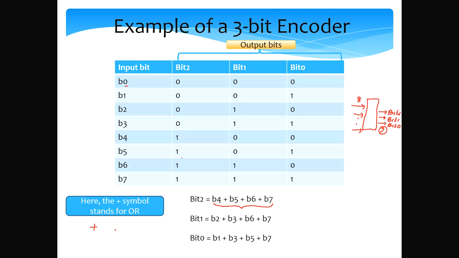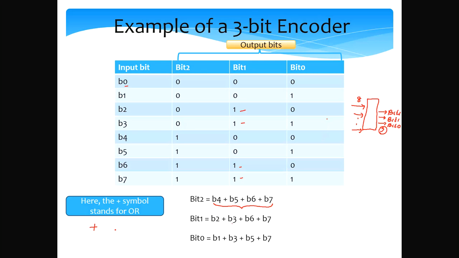Similarly, if we take a look at bit 1, when is it true? It is true when B2 or B3 are 1, or B6 or B7 are 1. So we can say it is B2 or B3 or B6 or B7. That is when bit 1 is 1. In the rest of the cases, the default prevails, which is 0.